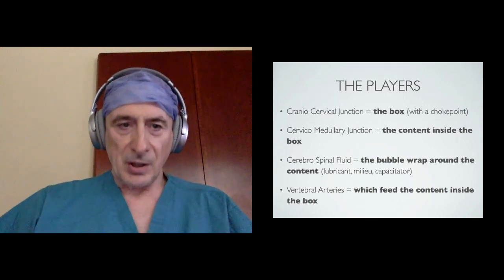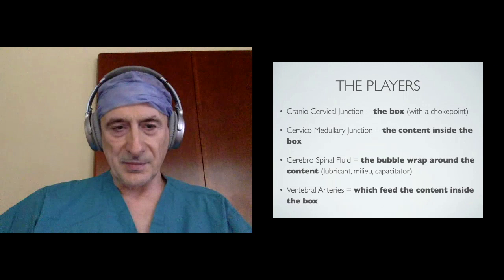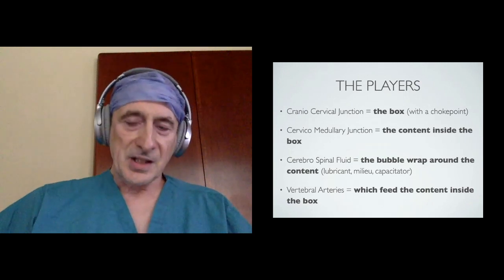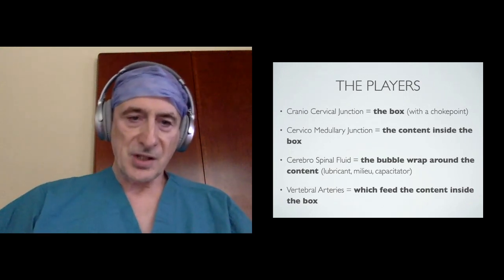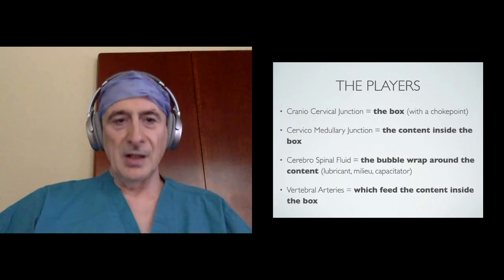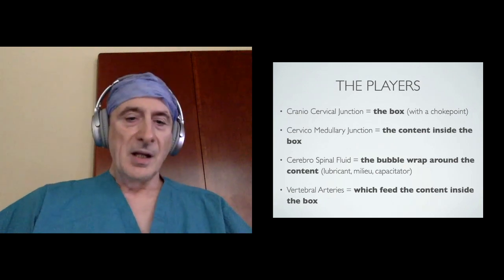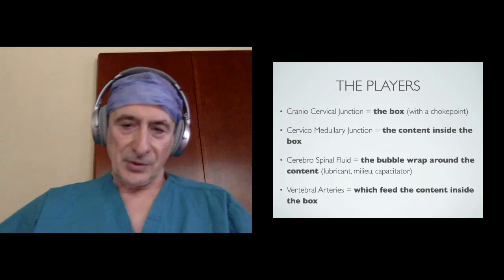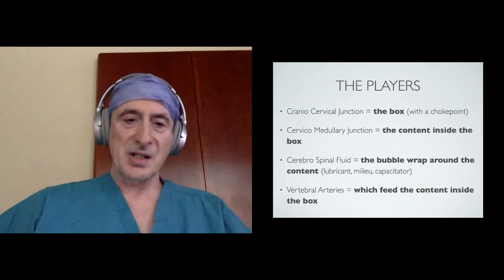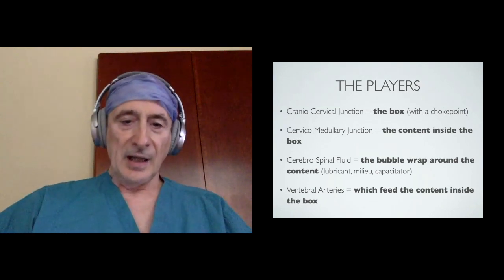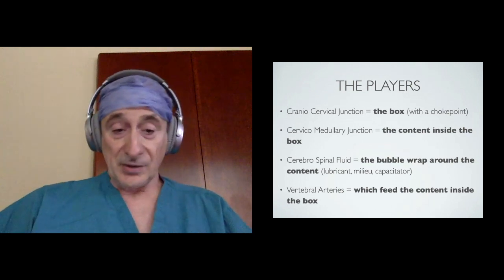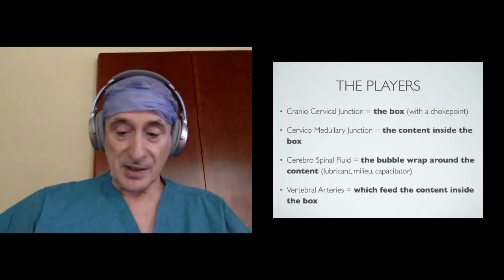The first one is the box, which is the craniocervical junction. The second one is the content inside the box, which is the cervicomedullary junction, the nervous system. The third one is the bubble wrap around the content inside the box, which is the cerebrospinal fluid. And whatever feeds the content inside the box are the vertebral arteries.